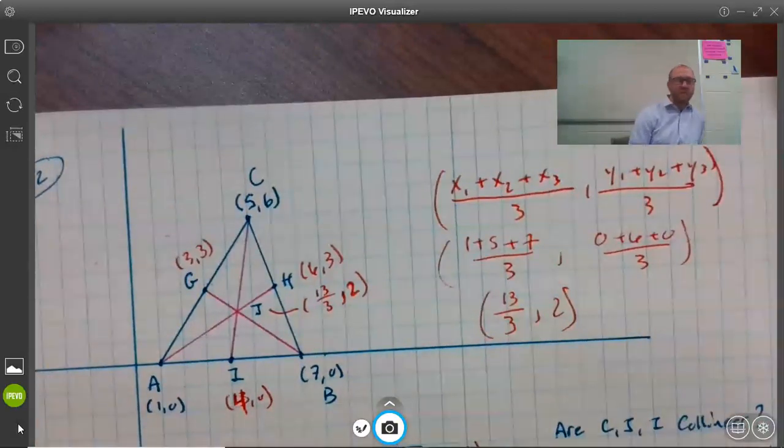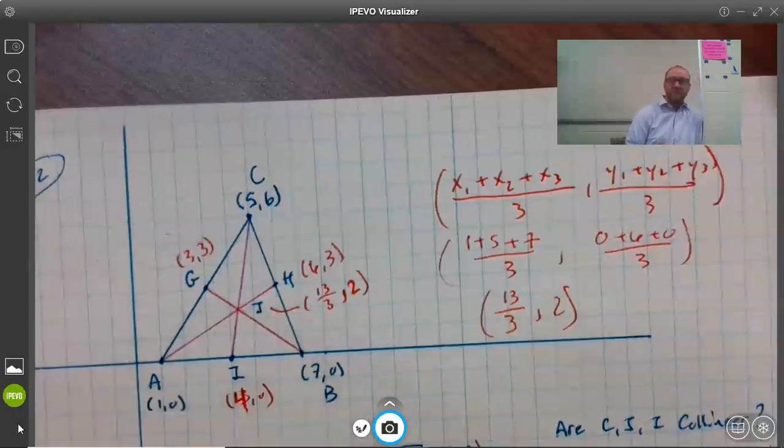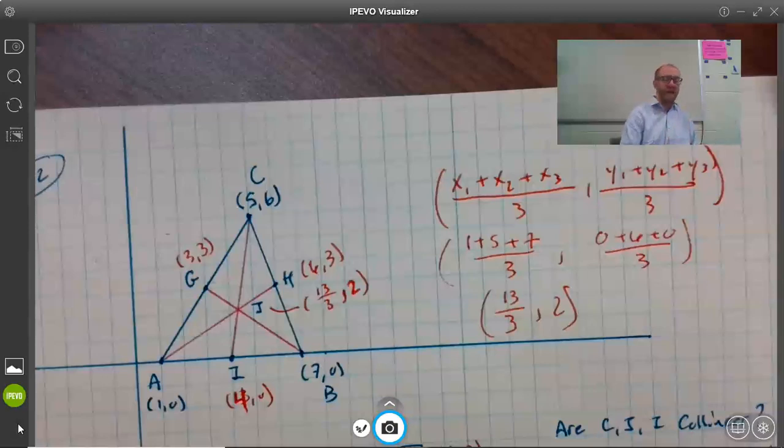All right, and the reason for that is that the centroid is the balancing point of the whole entire triangle, and so its coordinates are the average x coordinate and the average y coordinate. Okay. There you go, much easier way.